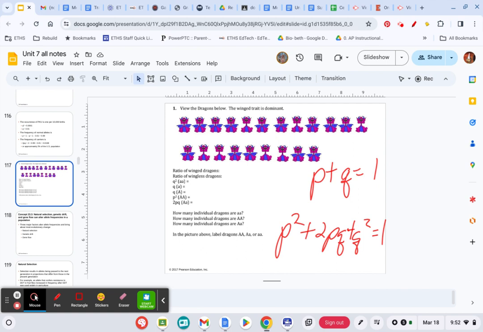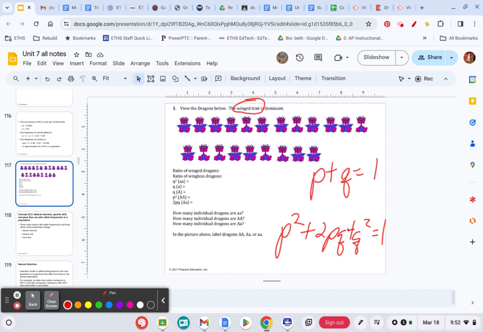So I've got a bunch of cute little dragons here. You may or may not be able to see from where you are, because even up close it's fairly hard to see. You're going to be getting a PDF version of this that you can work with and write your answers down for. It says, view the dragons below. The winged trait is dominant. So if the winged trait is dominant, what of all these equations here, P and Q and P squared and 2PQ and Q squared, what is the winged portion?